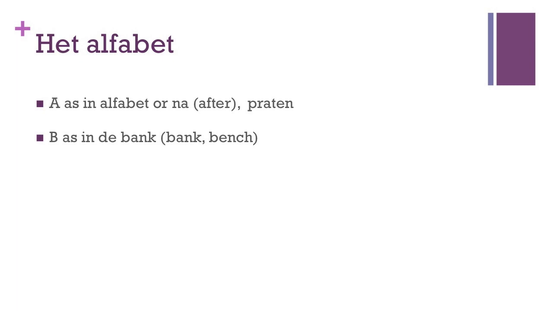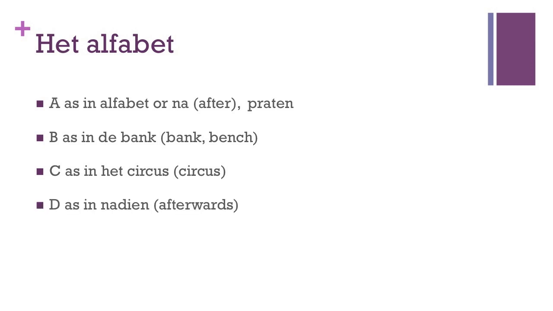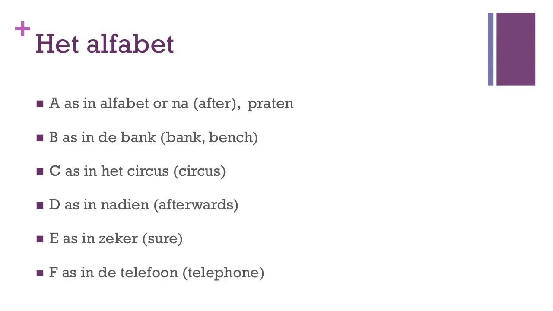Next is B, as in de bank. That means both the institution and the bench. C can sound like K and like C. Both pronunciations are there in circus, the circus in Dutch. No, het circus. D as in nadien, afterwards. E has two sounds, like in zeker, sure. F is pronounced as in de telefoon, that's telephone.